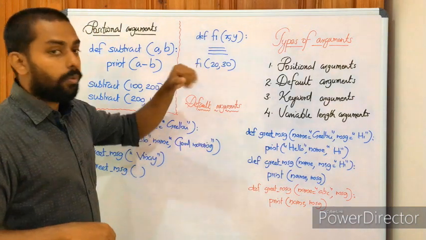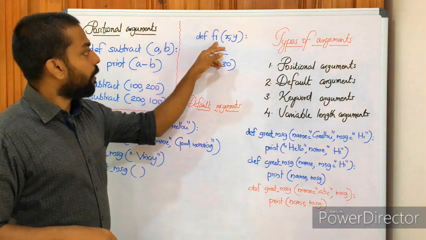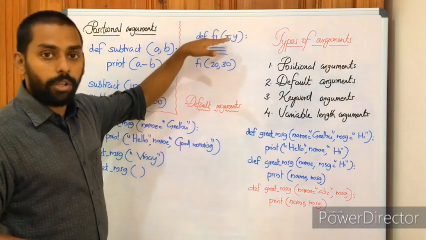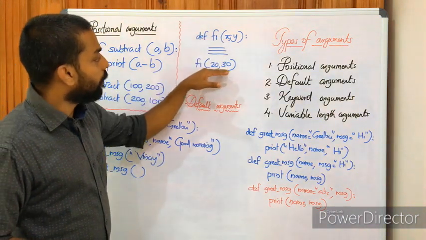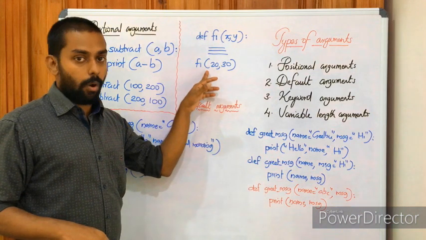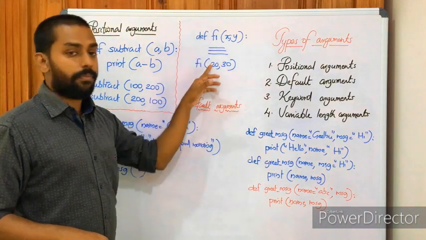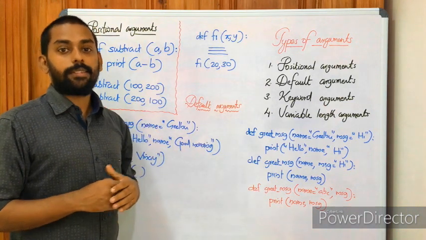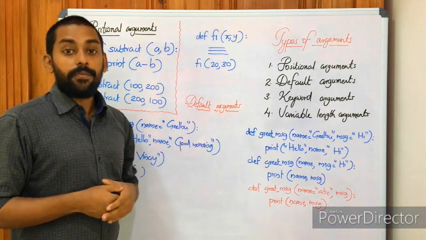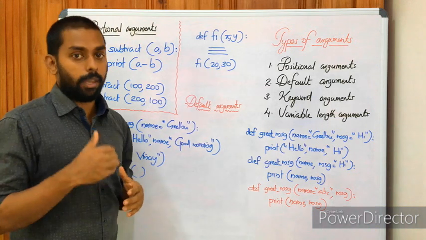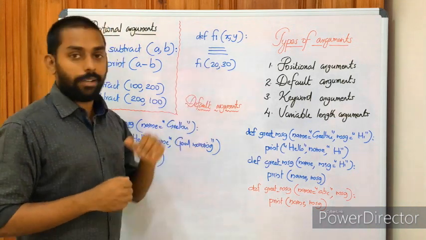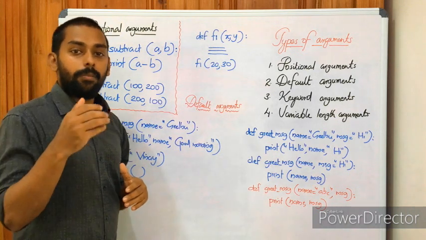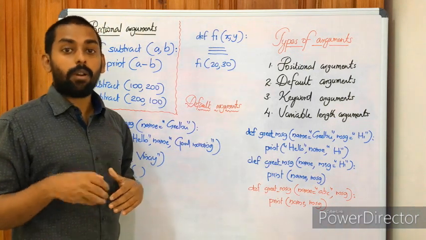So we can have an example. def f1(x, y), then we'll have the body of the function, plus f1(20, 30). This is a function calling statement: function definition and function calling. Here we have two parameters, x and y, which can be called formal parameters or formal arguments. And 20 and 30, which we pass at the time of calling the function, can be called actual parameters or actual arguments.